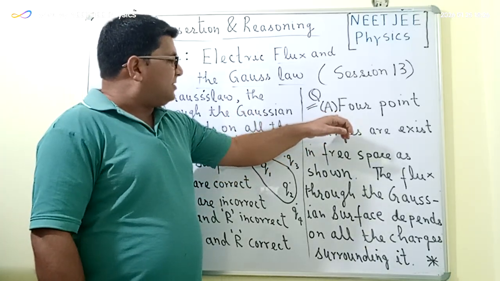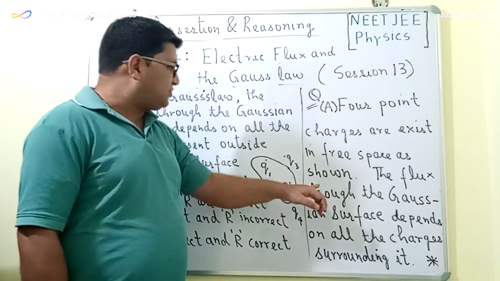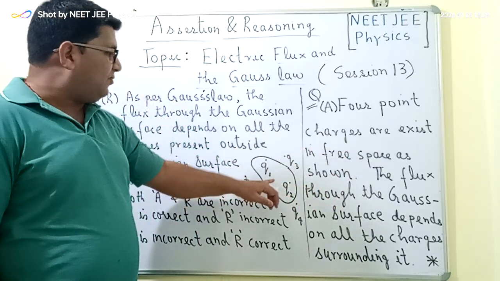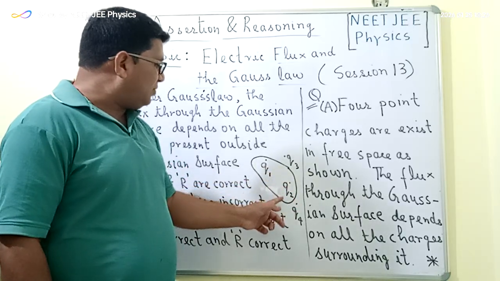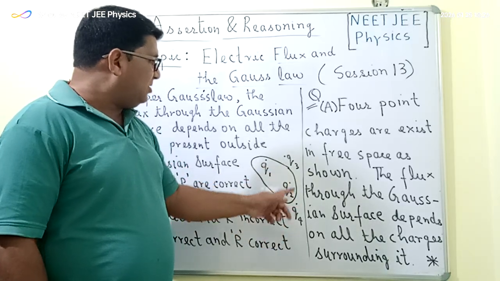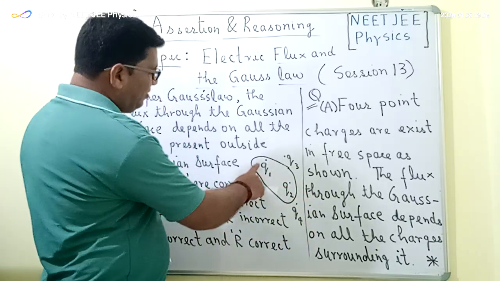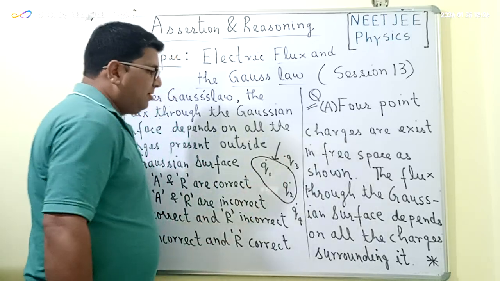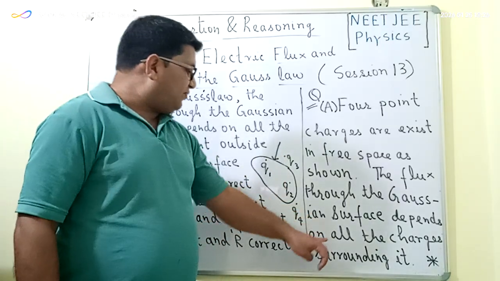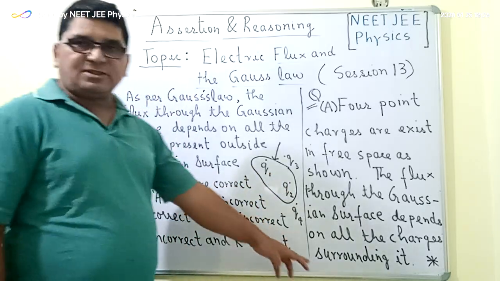The assertion here is 4-point charges exist in free space as shown. This is the figure which is provided along with this question. So there are 4-point charges Q1, Q2, Q3 and Q4 which exist in the free space. The flux through the Gaussian surface. Now this is the Gaussian surface, this one. So the flux through the Gaussian surface depends on all the charges surrounding it. So this is the assertion.